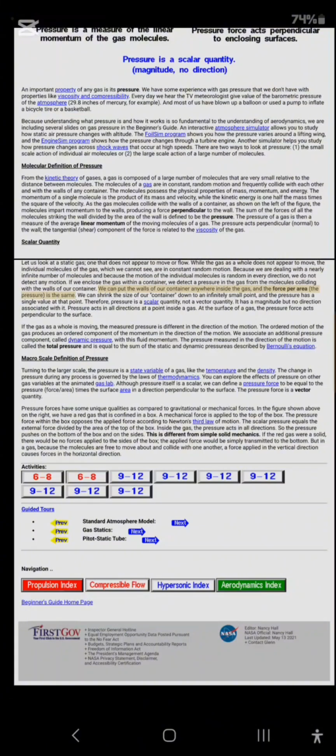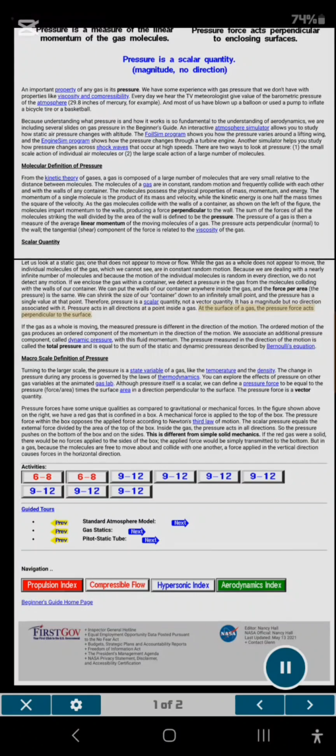We can put the walls of our container anywhere inside the gas, and the force per area, the pressure, is the same. We can shrink the size of our container down to an infinitely small point, and the pressure has a single value at that point. Therefore, pressure is a scalar quantity, not a vector quantity. It has a magnitude but no direction associated with it. Pressure acts in all directions at a point inside a gas. At the surface of a gas, the pressure force acts perpendicular to the surface.